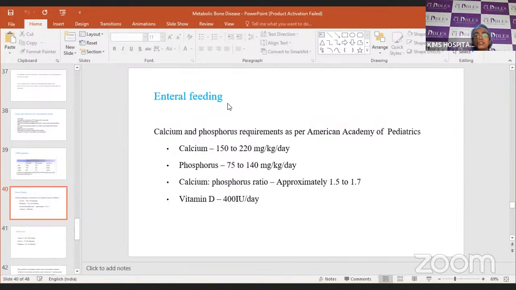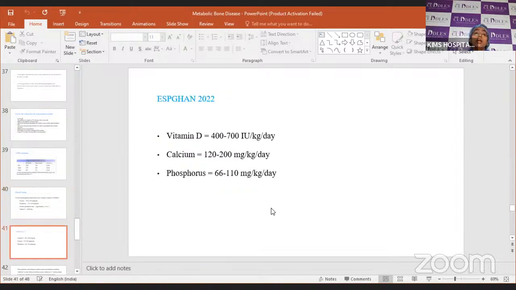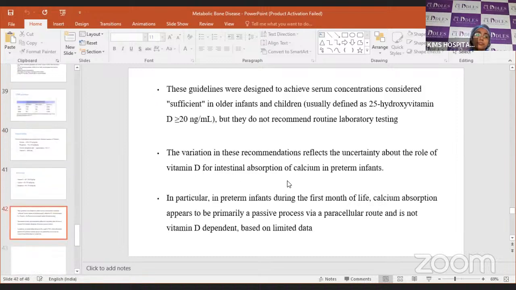Now we'll come to enteral feeding. Calcium and phosphorus requirements as per American Academy of Pediatrics are calcium 150 to 220, phosphorus 75 to 140 milligram per kg per day, and the ratio should be 1.5 to 1.7 is to 1. Vitamin D 400 international units, whereas ESPGHAN recommends vitamin D of 400 to 700 international units per kg. This is not international units per day, it is international units per kg per day. Calcium 120 to 200 and phosphorus 66 to 110 milligram per kg per day.